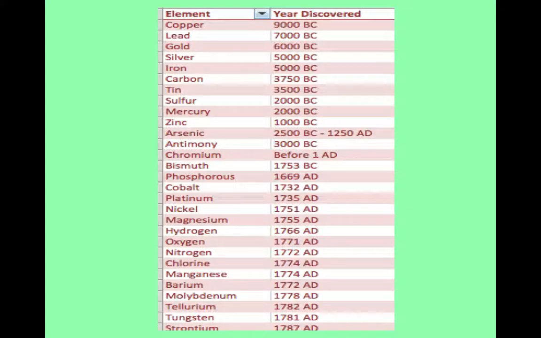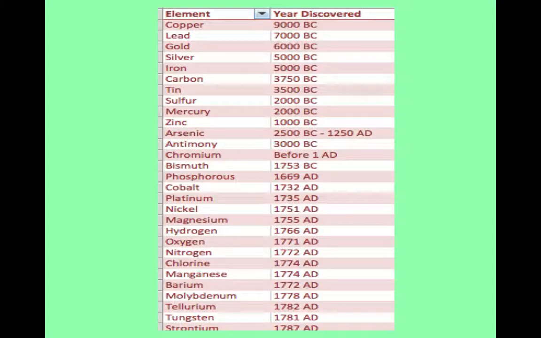The other thing that an element required to be discovered early was just general usefulness, things that people used quite a bit: copper, lead, gold. Some of those things were used for weapons, some were used for pottery, some were used for jewelry or coinage. So those things tended to be discovered sooner than other elements that might not be as useful back at that time.